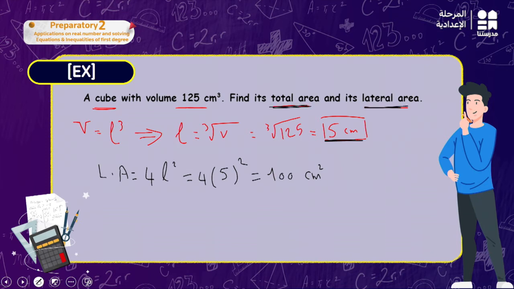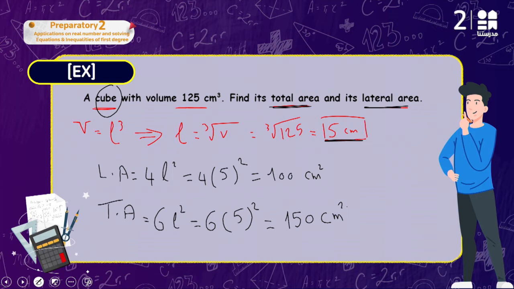The total area is what? Total area of a cube, because my whole problem is about the cube, equals 6 times L to the power 2, as we saw in the video and in our rules. So this is equal to 6 times 5 all to the power 2. So the result will be 150 centimeters squared. Is it clear?